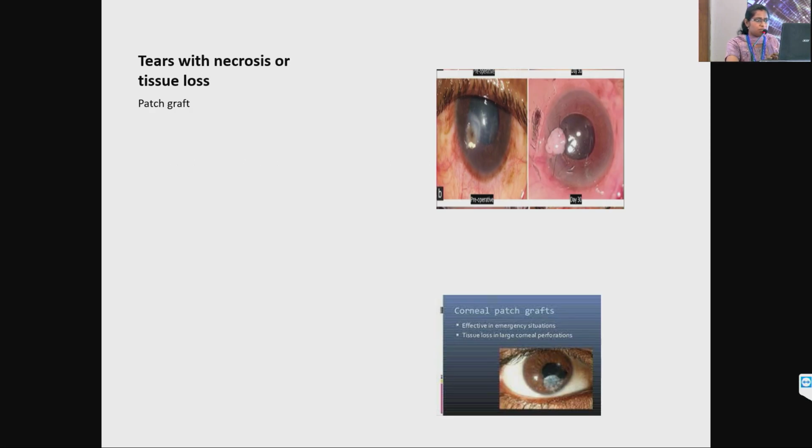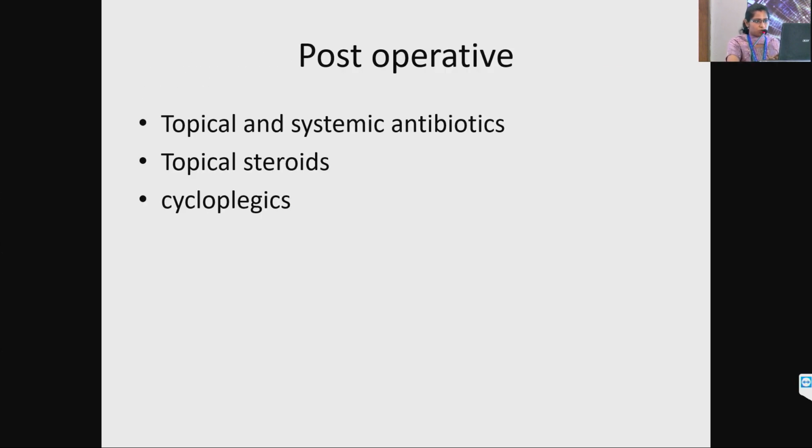Coming to tears with necrosis or tissue loss, where it's difficult, it's just like cheese wires. In those cases, you have to plan a patch graft in the primary setting itself, if possible, if you're in a center like that, or you can actually do a Tenon's grafting also.